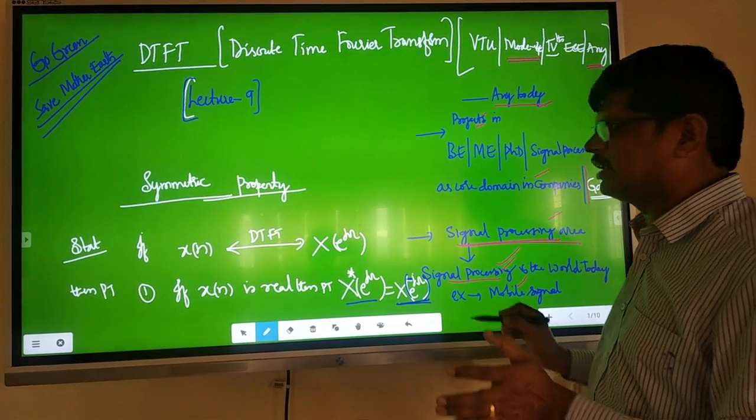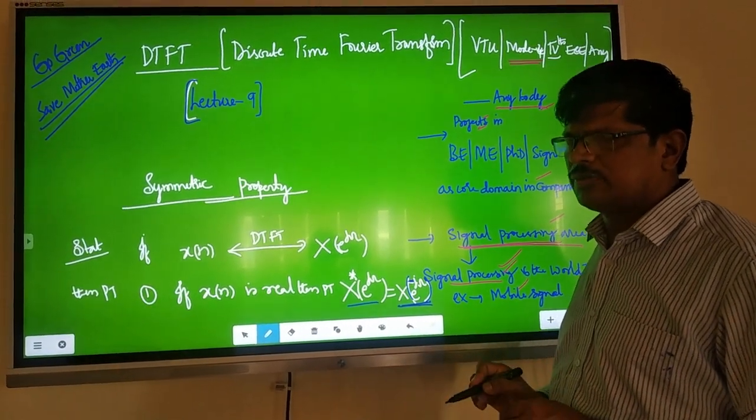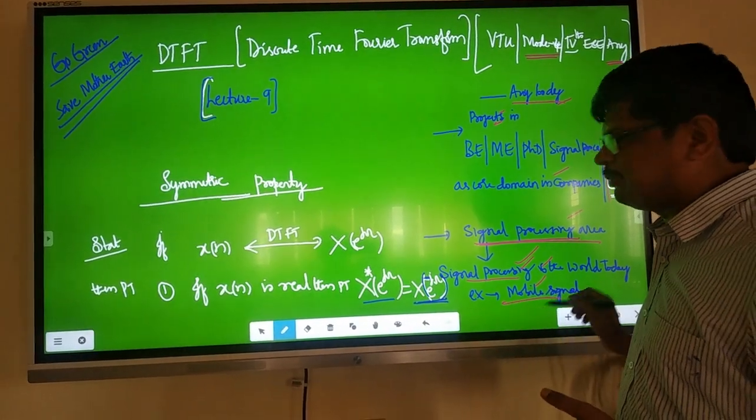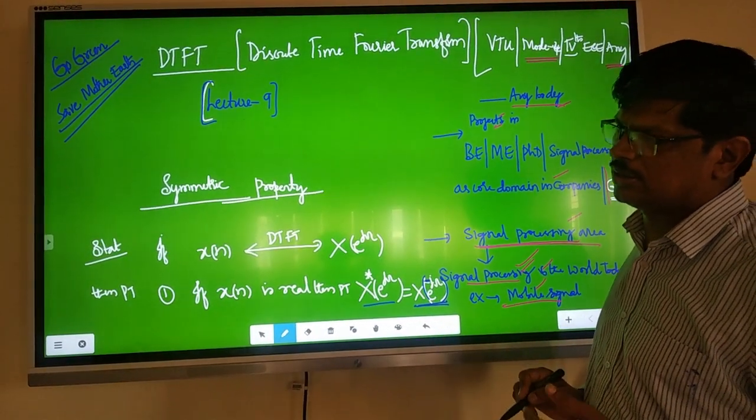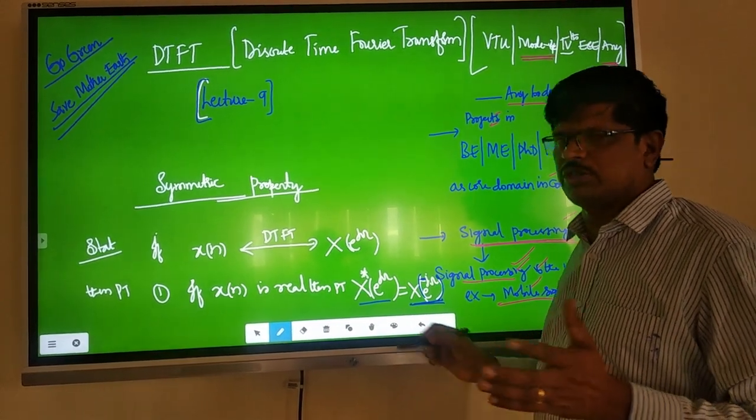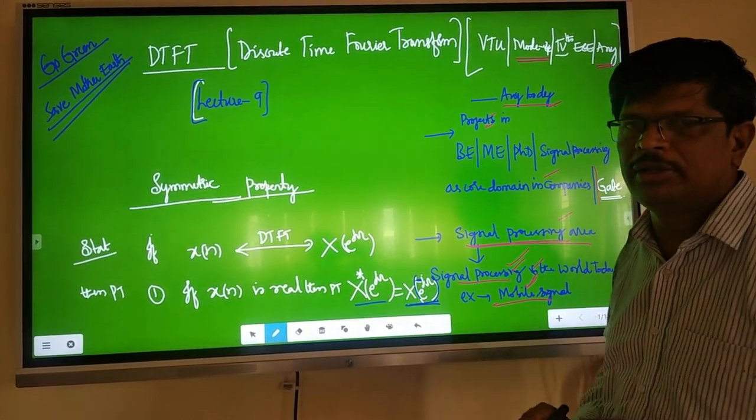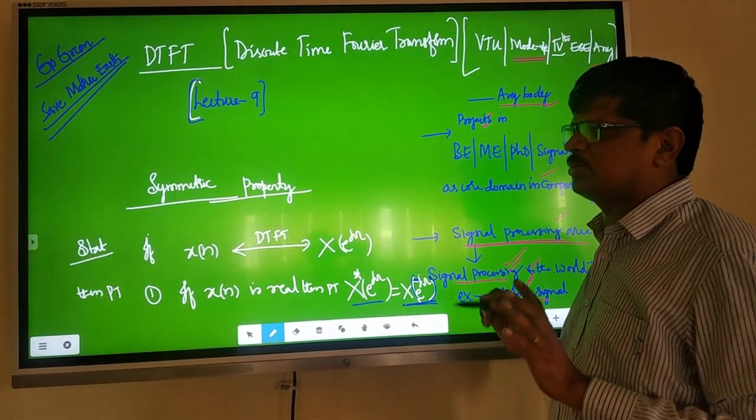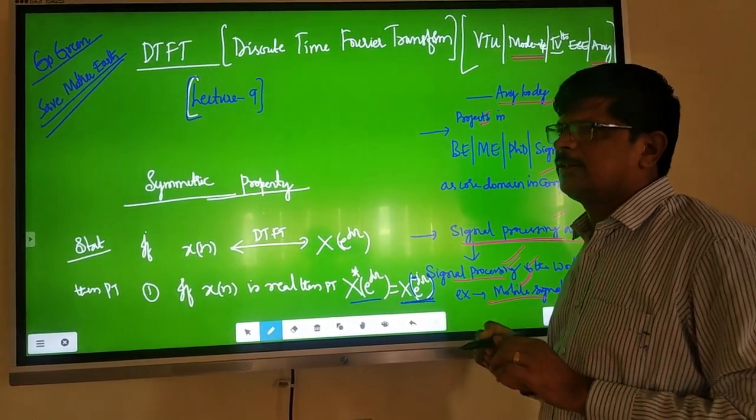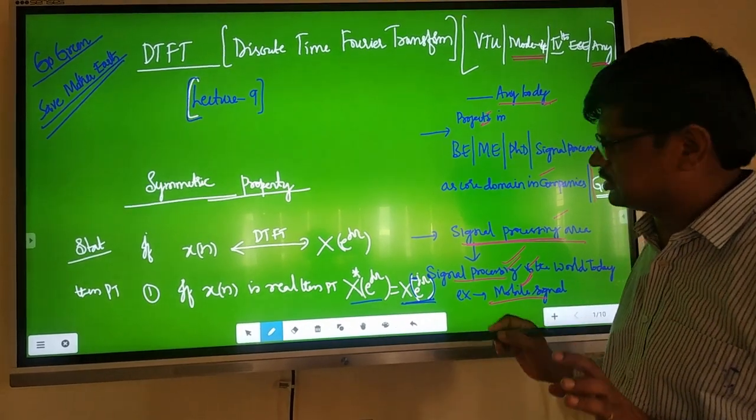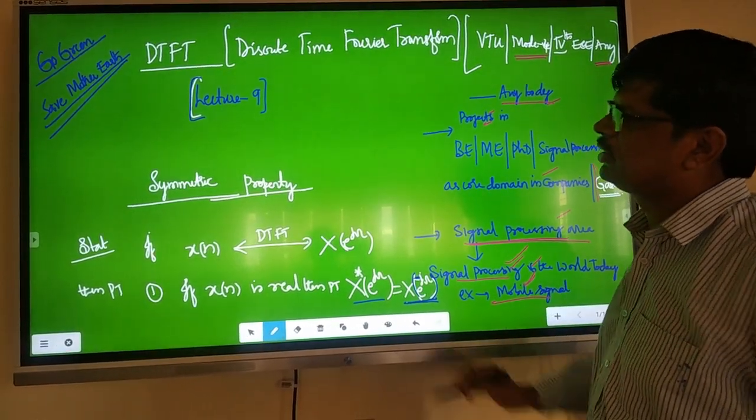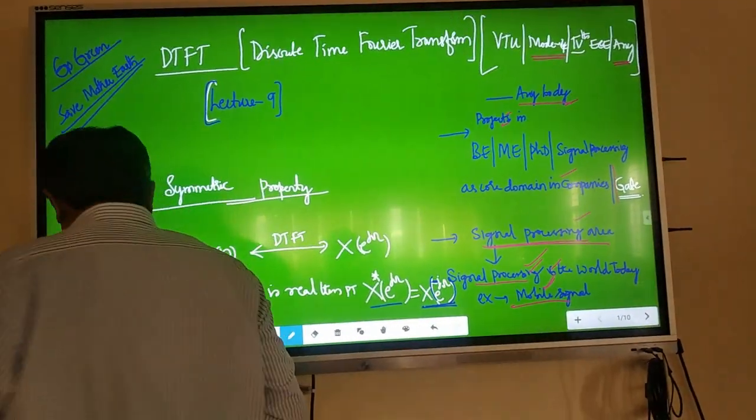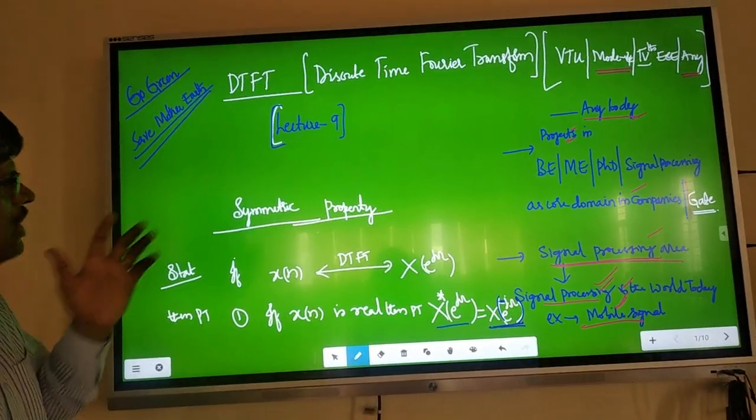Why? Because signal processing is a subject of today. Everybody, from villagers to the US president, is using a mobile. That's why, if you want to know how a signal transmits, how it behaves, where the detections are, where the corrections and receptions are, you can go through these subjects. That's the importance of this subject.